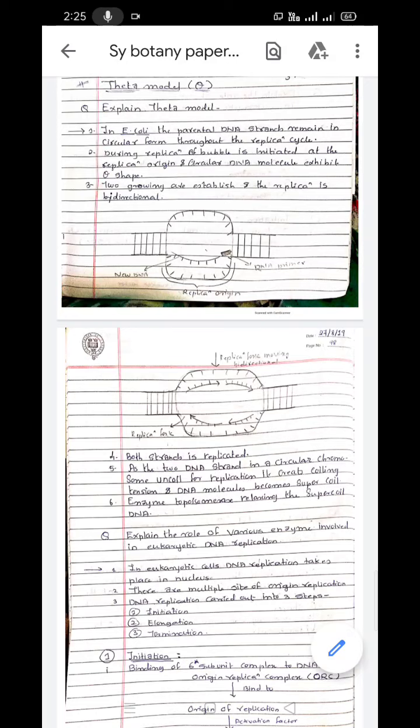You have to mention this figure. In that figure we briefly mention this replication process, and that the DNA looks like the theta structure. In the exam, most of the time they ask for short questions or short notes. So I hope you got this theta model. Now I stop here.